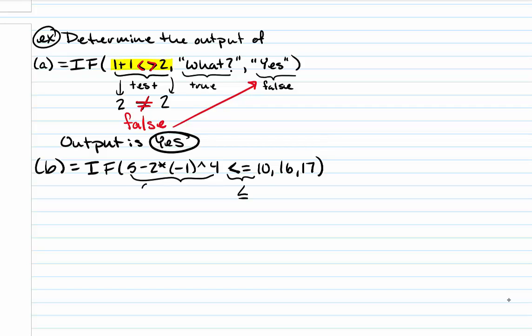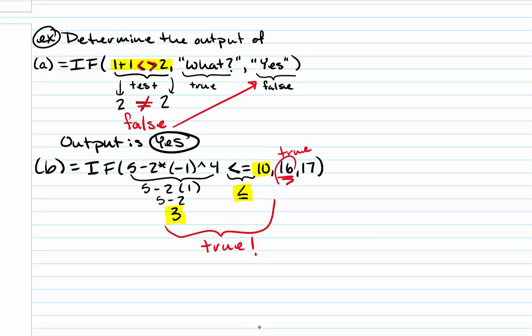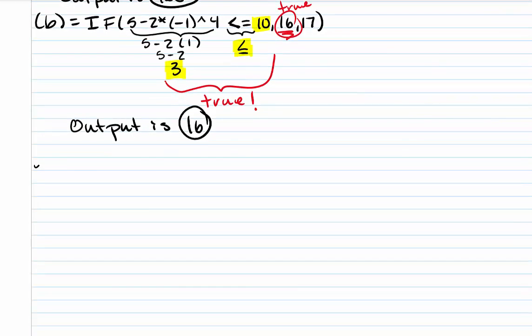If you follow PEMDAS, you should get 5 minus 2 times -1 to the 4th power, which is a positive 1. And then that would be 5 minus 2, so 3. Is 3 less than or equal to 10? Yes. 3 is less than or equal to 10. So it's true. And remember, the first argument after the test is what you get if it tests true. So 16 would be the output. The output is 16.